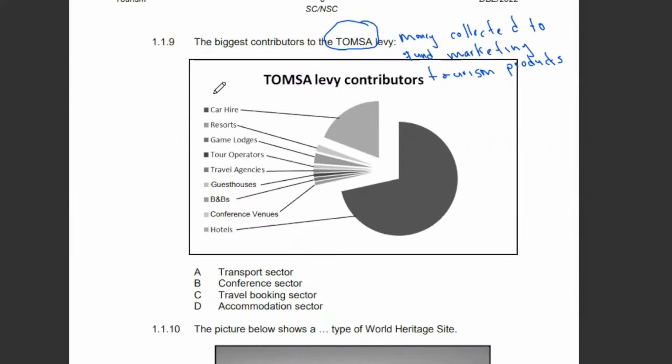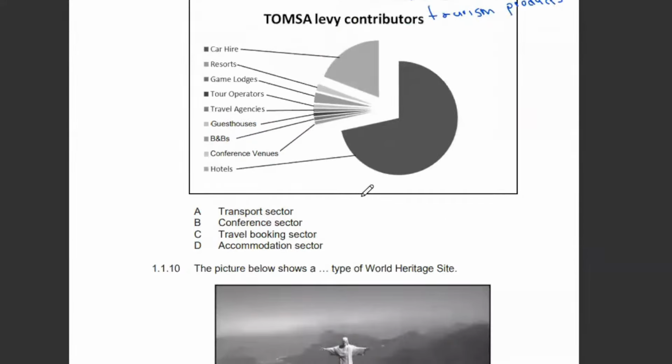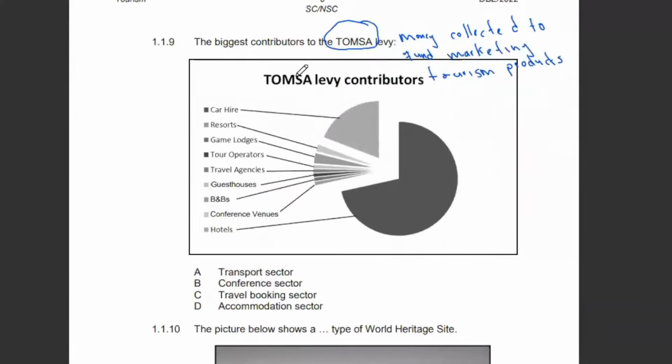So we have different players in the tourism industry. We have the car hire sector. Then we also have resorts. We also have game lodges, tour operators, travel agents, guest houses, B&Bs, conference venues, and lastly, we have hotels. So let's go back to the question first. The question requires us to look at the biggest contributors of the Tomsa levy.